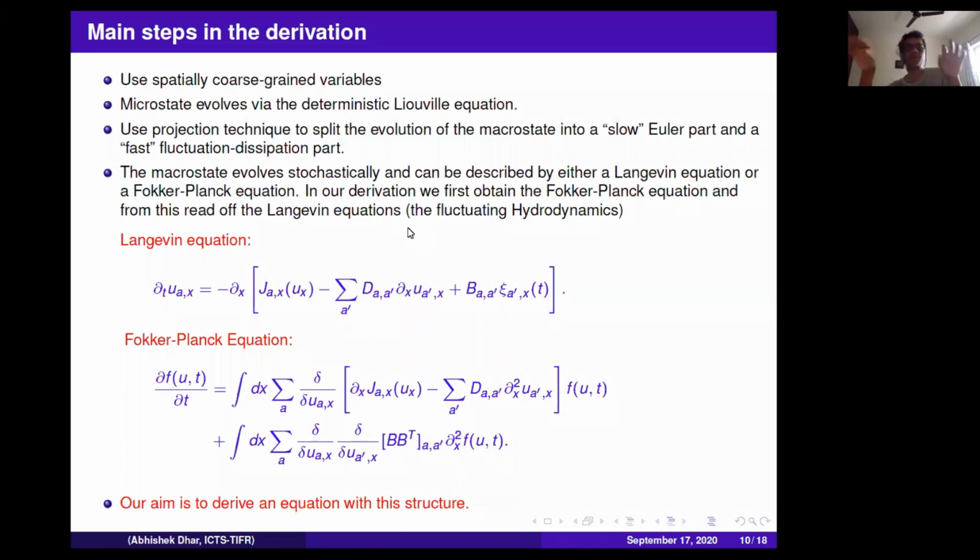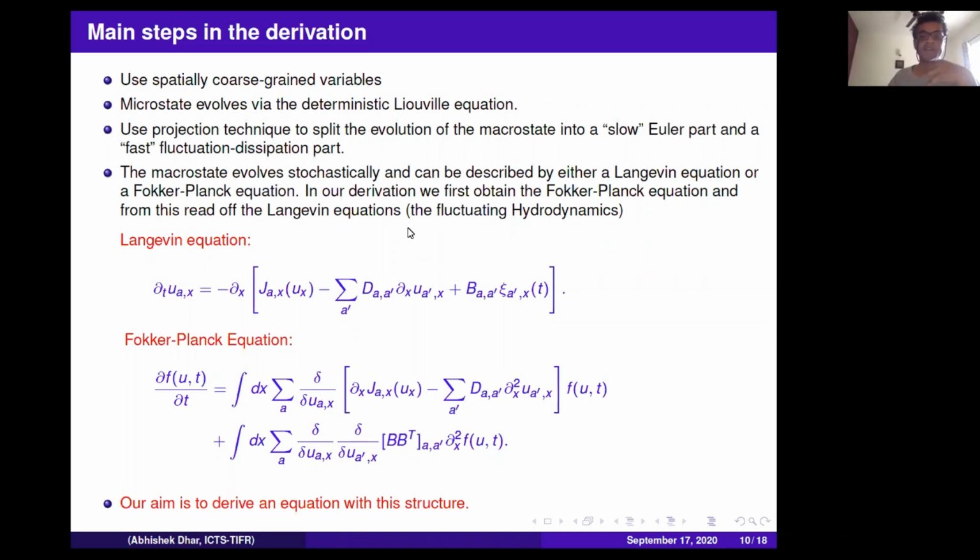So a given macrostate corresponds to, within each cell L, I have specified the number of particles, momentum, and energy. But inside, I can have a large number of microstates. And if I just look at the macrostate, then I can't exactly say how it's going to evolve. So it has to be a stochastic evolution. That's why I get a Langevin equation for its evolution.